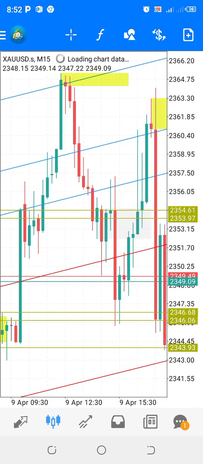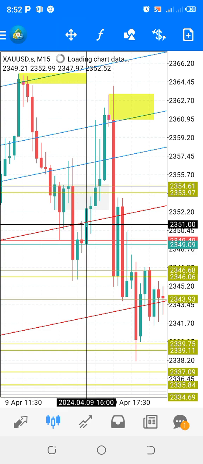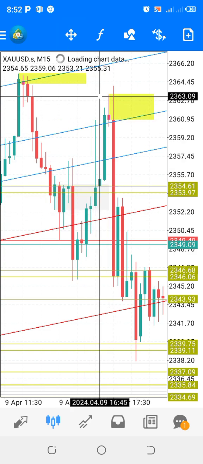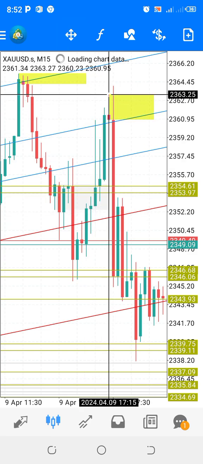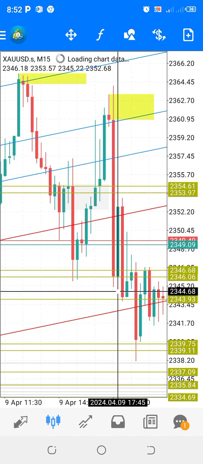Now we look for the next BPO structure. And in this case, what happened? Let's say there is no new BPO structure, but there was a correction that almost made it to 200 pips. So we are going to use that correction and determine our next entry. Let's look at it. From 2363, the market came down to where?